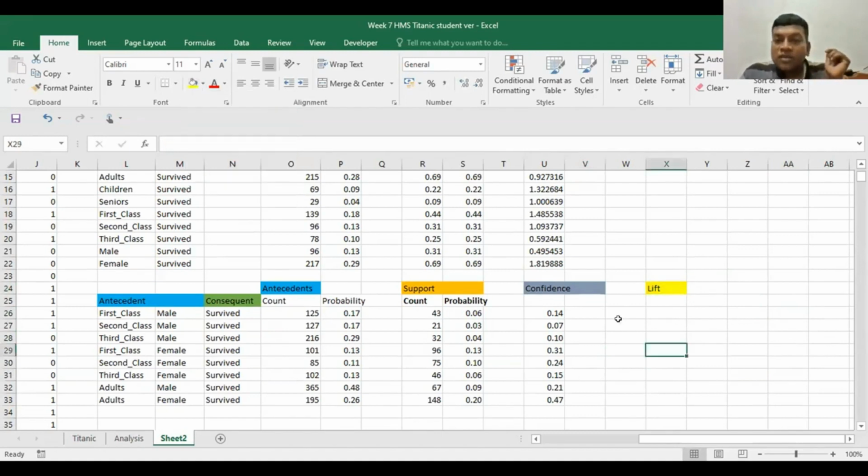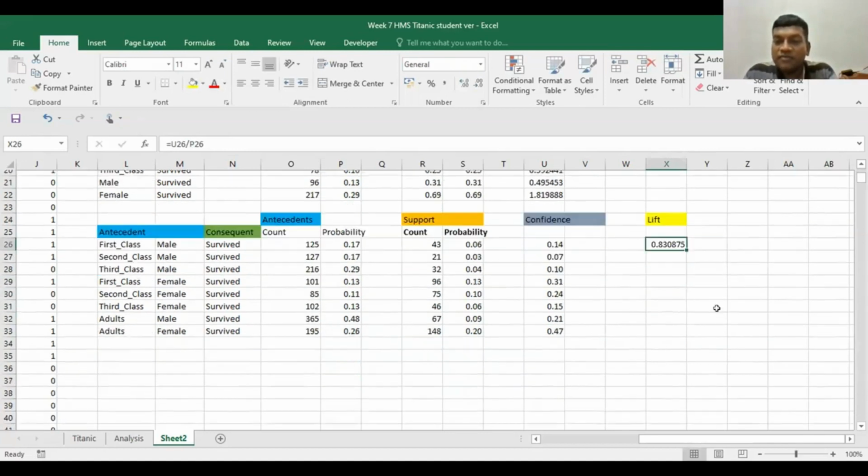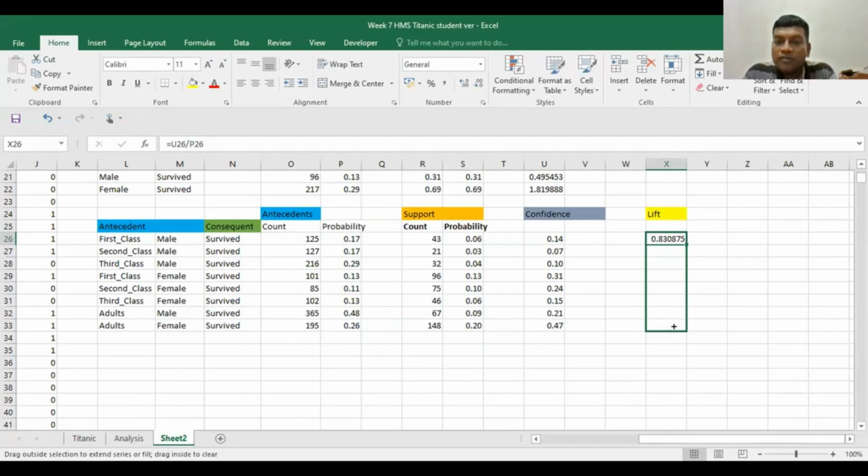Okay. So lift is nothing but this confidence value divided by the antecedent probability here. And we don't have to lock anything because we will drag it down. And let us kill the decimals. Okay. So you can see now 2.3. If you know that the person has survived, so if it is a female who's traveled in first class, she is 2.3 times more likely to have survived than the average person on the ship.